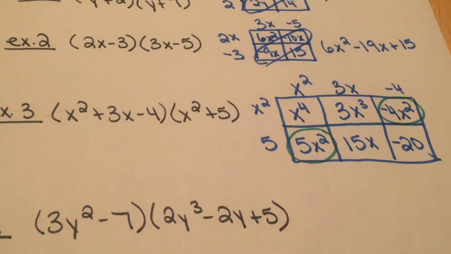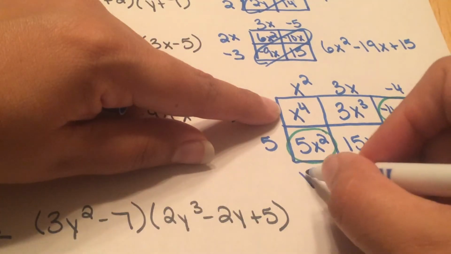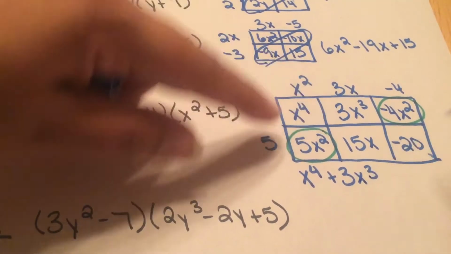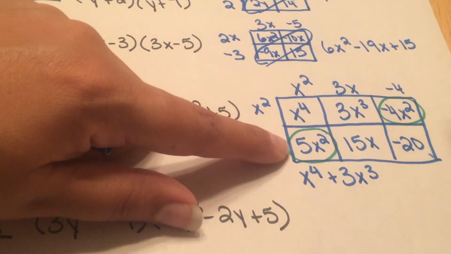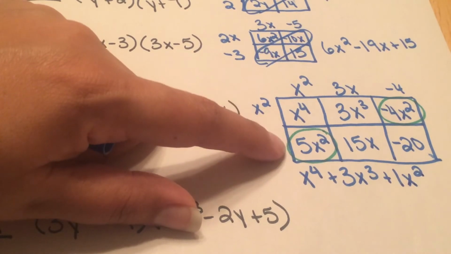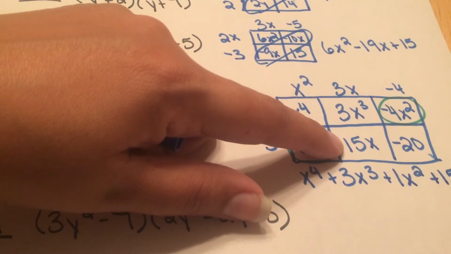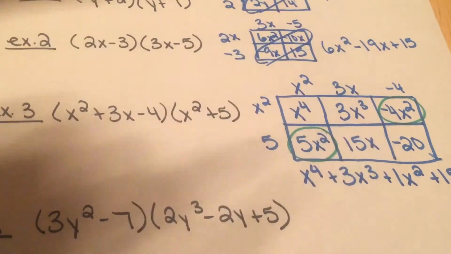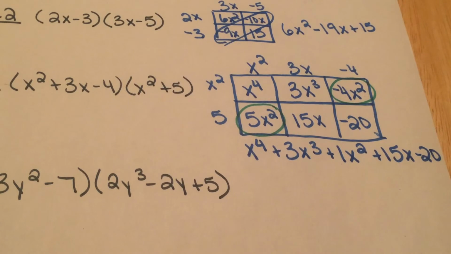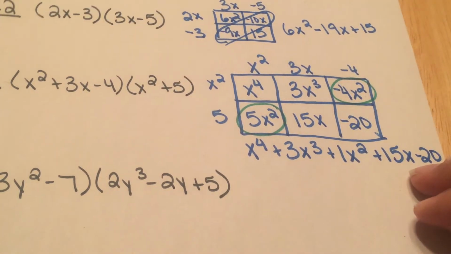So when we combine our like terms, we should get, again in descending order, x to the 4th plus 3x to the 3rd. 5x squared minus 4x squared gives us a positive 1x squared. Again, we can not write the 1 if we don't want to. Plus 15x minus 20. Ran out of room there. But there's our answer. All right, let's try one more example together, and then I'm going to have you guys try some on your own.